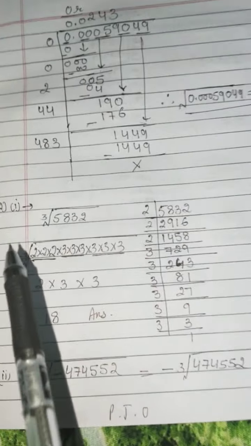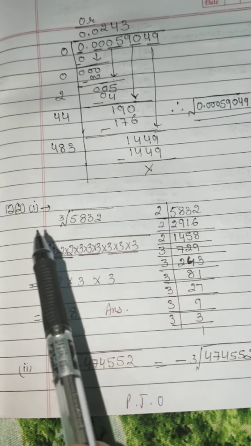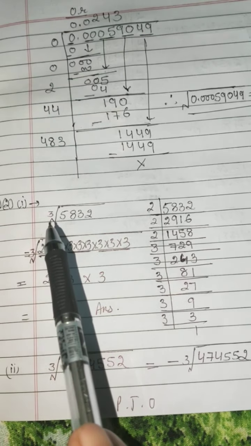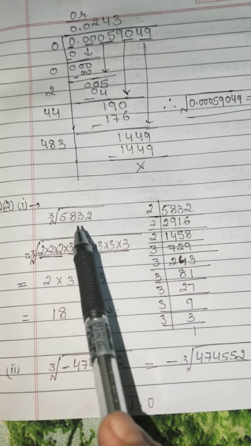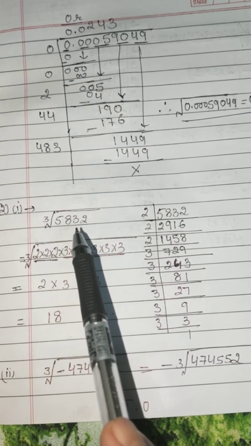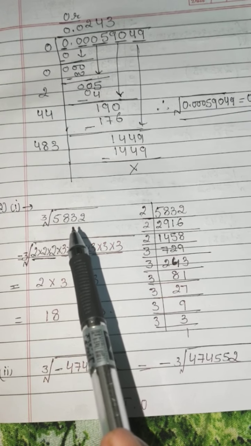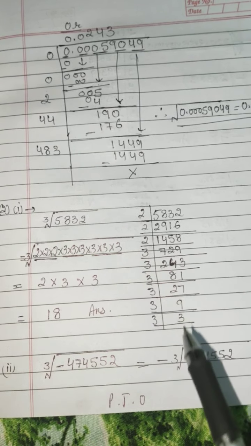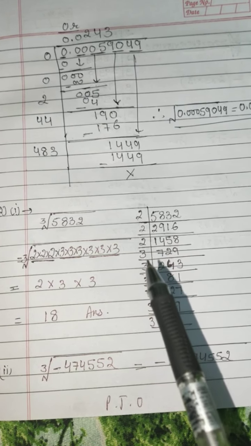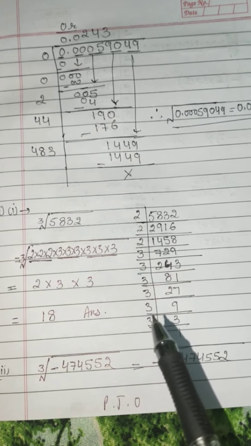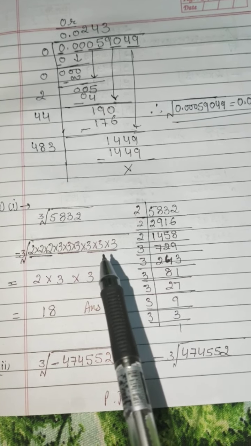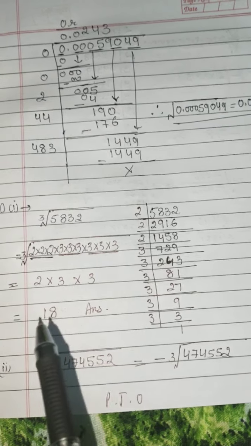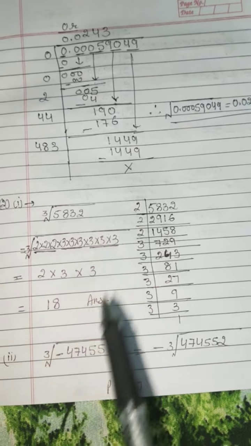Next, question number 2, first part. Now find the cube root. This is the cube root of 5832. So we can find their cube root using only the prime factorization method. Do their prime factors. 2 into 2 into 2 into 3 into 3 into 3 into 3 into 3 into 3. Make their triplets. In square and square root we make pairs, in cube root we make triplets. 2 into 3 into 3, 18. So the cube root is equal to 18.